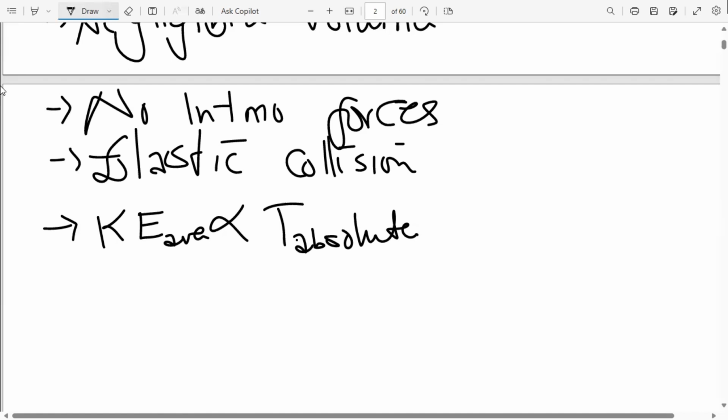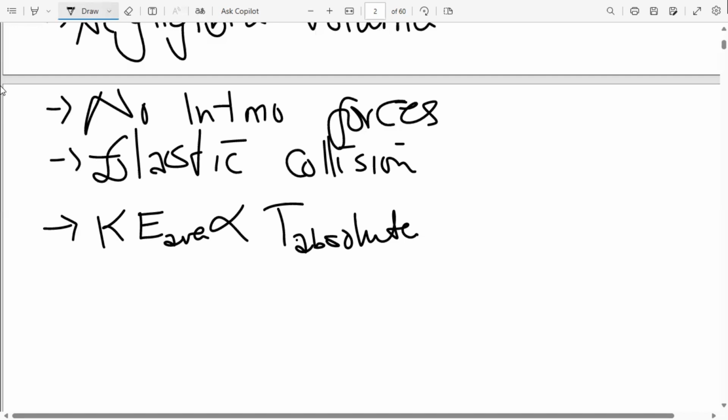When you cool down a gas to absolute zero Kelvin, all the molecular motion would theoretically stop because there is zero kinetic energy in that particular gas. So the average kinetic energy of a particular gas will be directly proportional to the absolute temperature, which means as you increase the absolute temperature, the average kinetic energy of this gas also increases. As you decrease the average kinetic energy, the absolute temperature of this gas is going to decrease.